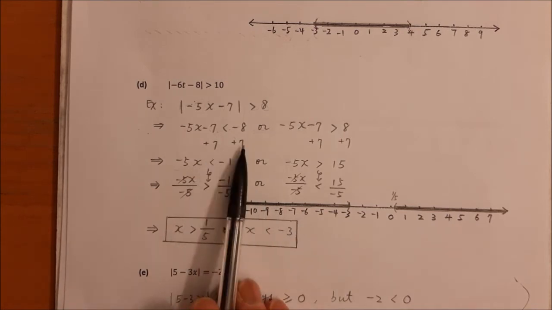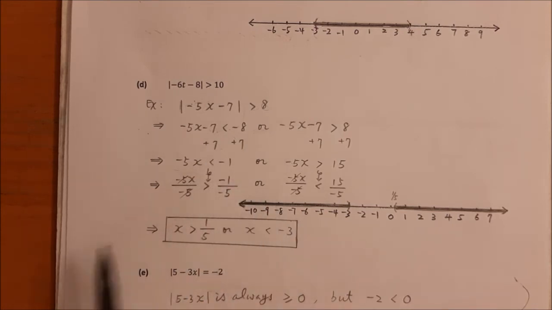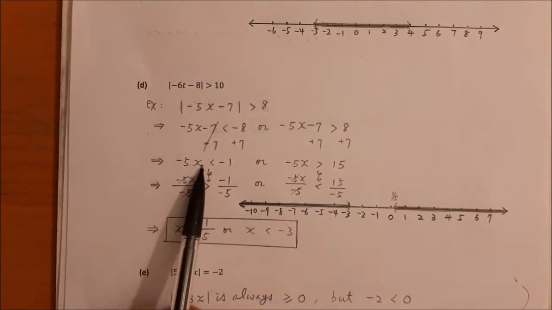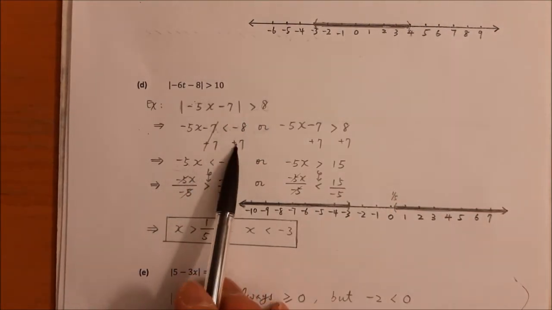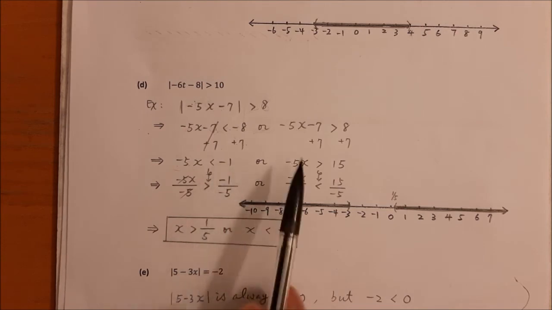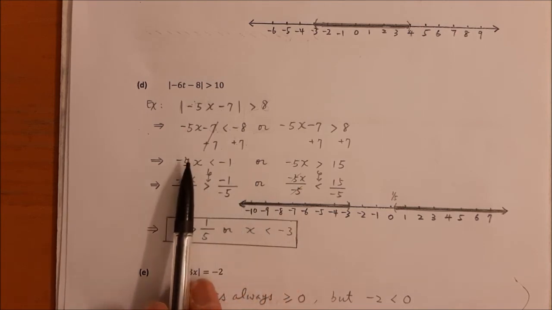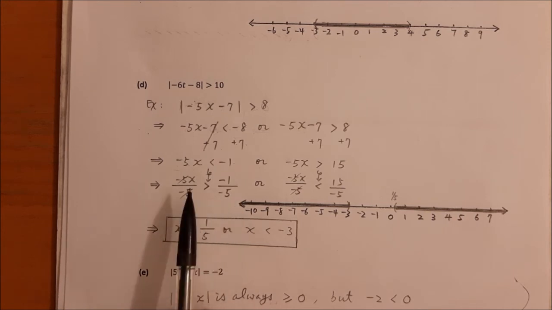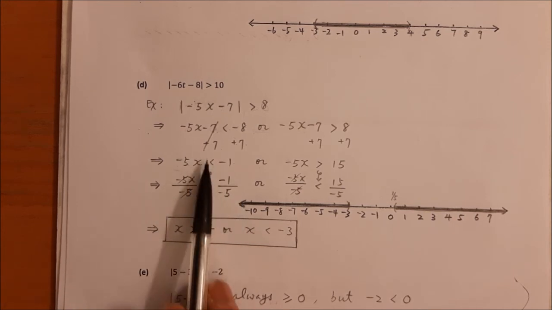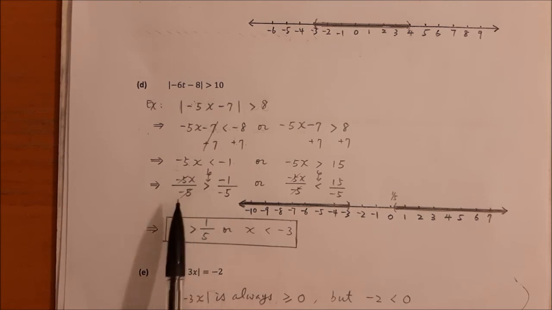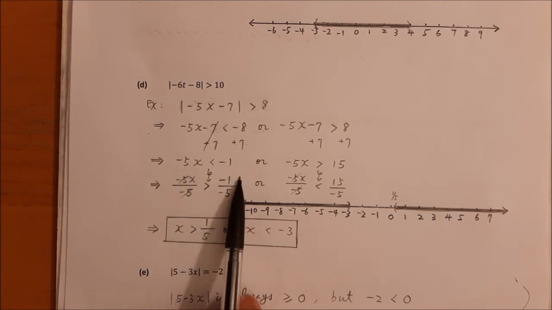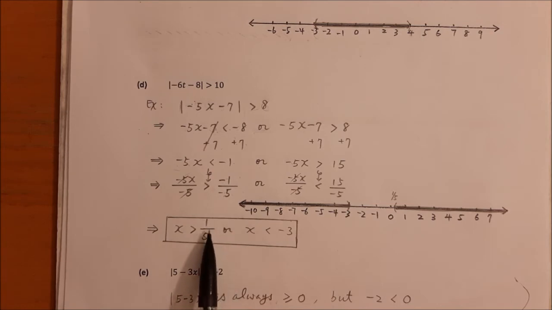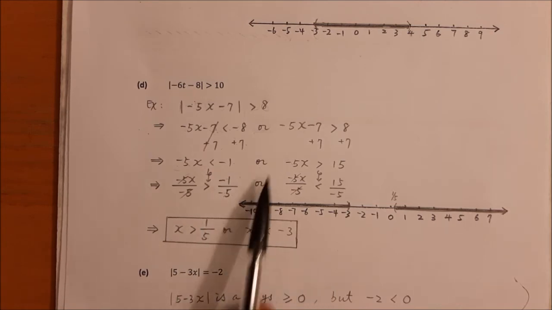Then you add 7 on the left and the right. That's 0. So you get negative 5x less than negative 8 add 7, which is negative 1. Then divide left and right by negative 5. Since you divide by a negative, less than changes to greater than. Negative 5 cancels, you get x greater than negative 1 divided by negative 5, which becomes positive 1 over 5.